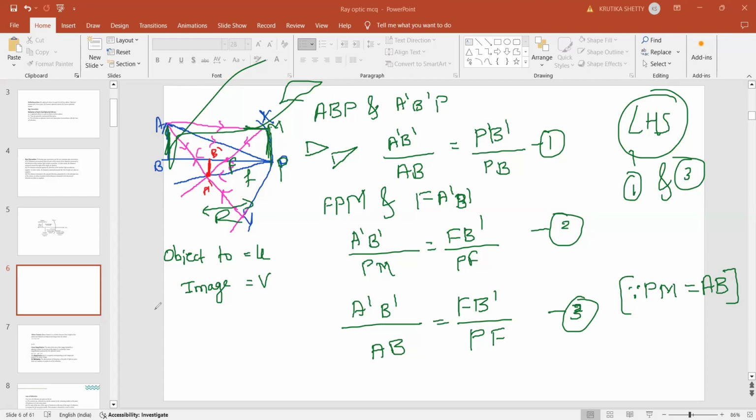For equation 1, we considered the similar triangles ABP and A dash B dash P. Then next, with respect to the focus, we take the two similar triangles, so equation 2 comes, and in equation 3 we are just writing PM is equal to AB. So please write up to equation 3. Once you finish it, please tell me, and we will write the next step.